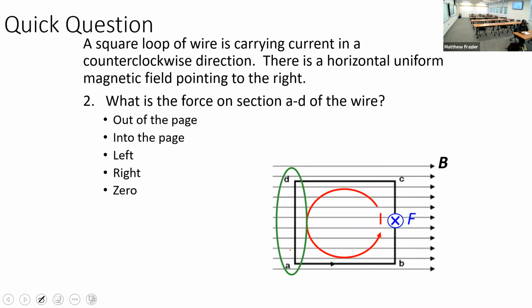All right, so we do it for section A to D. Now the current is flowing in the opposite direction. So you figure the force should be in the opposite direction, out of the page. And if you do the right-hand rule, your current is down and your field is to the right of the screen. And so that means that your force is out of the page. So here you have an object that has a force on one side pushing it one way, and a force on the other side pushing it the other way. It's going to rotate eventually.